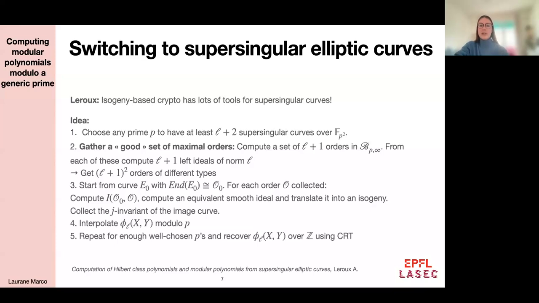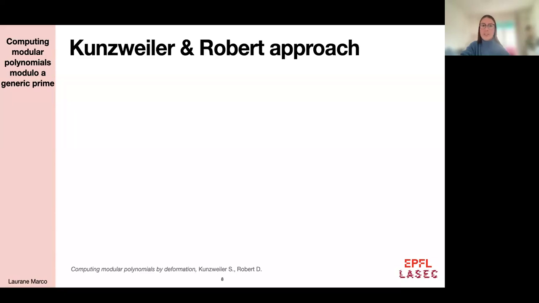All right, so now we went from ordinary elliptic curves and isogeny volcanoes to supersingular elliptic curves and the Deuring correspondence. And then isogeny-based cryptography kept developing new tools, namely all these high-dimensional isogenies and all of that. And this leads us to the approach by Sabrina Kunzweiler and Damien Robert, where they started using the new HD toolbox.